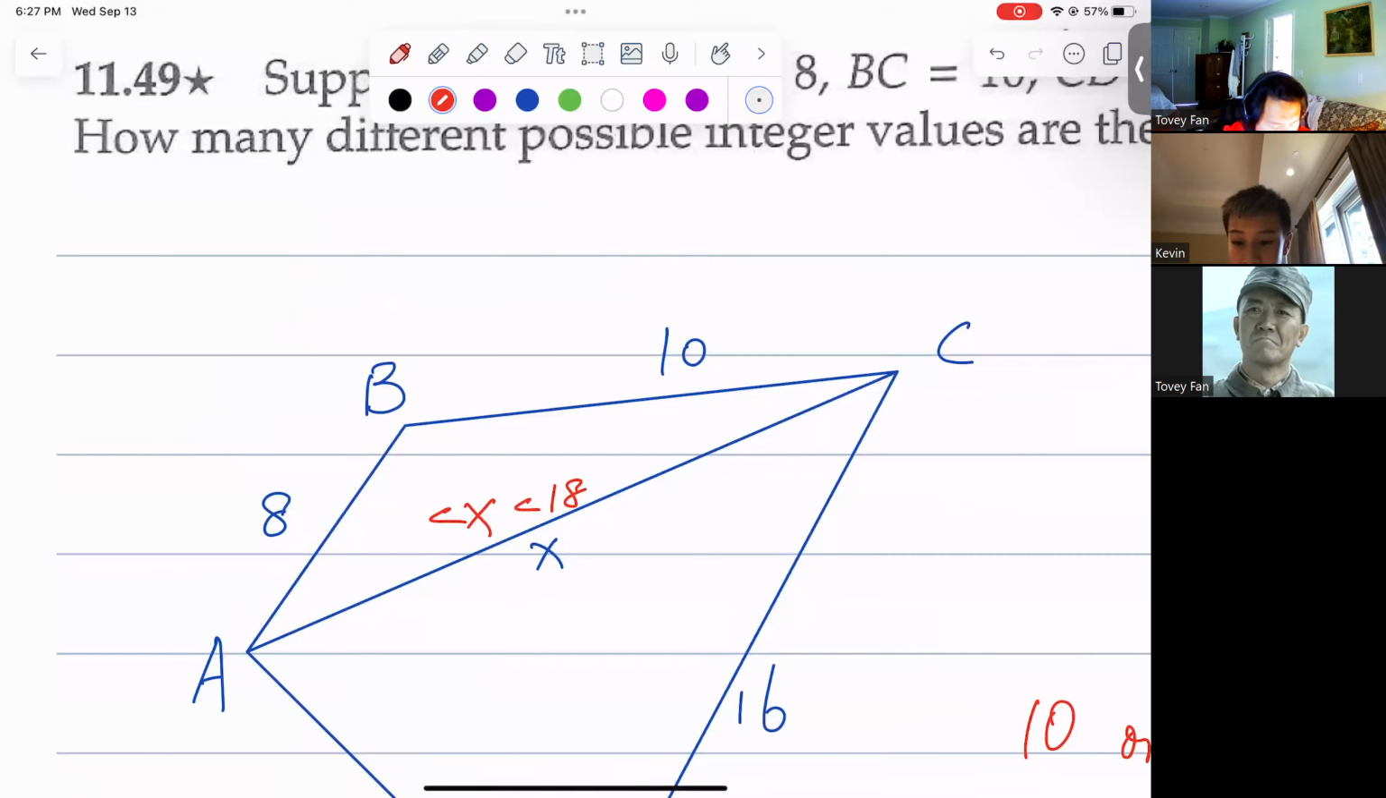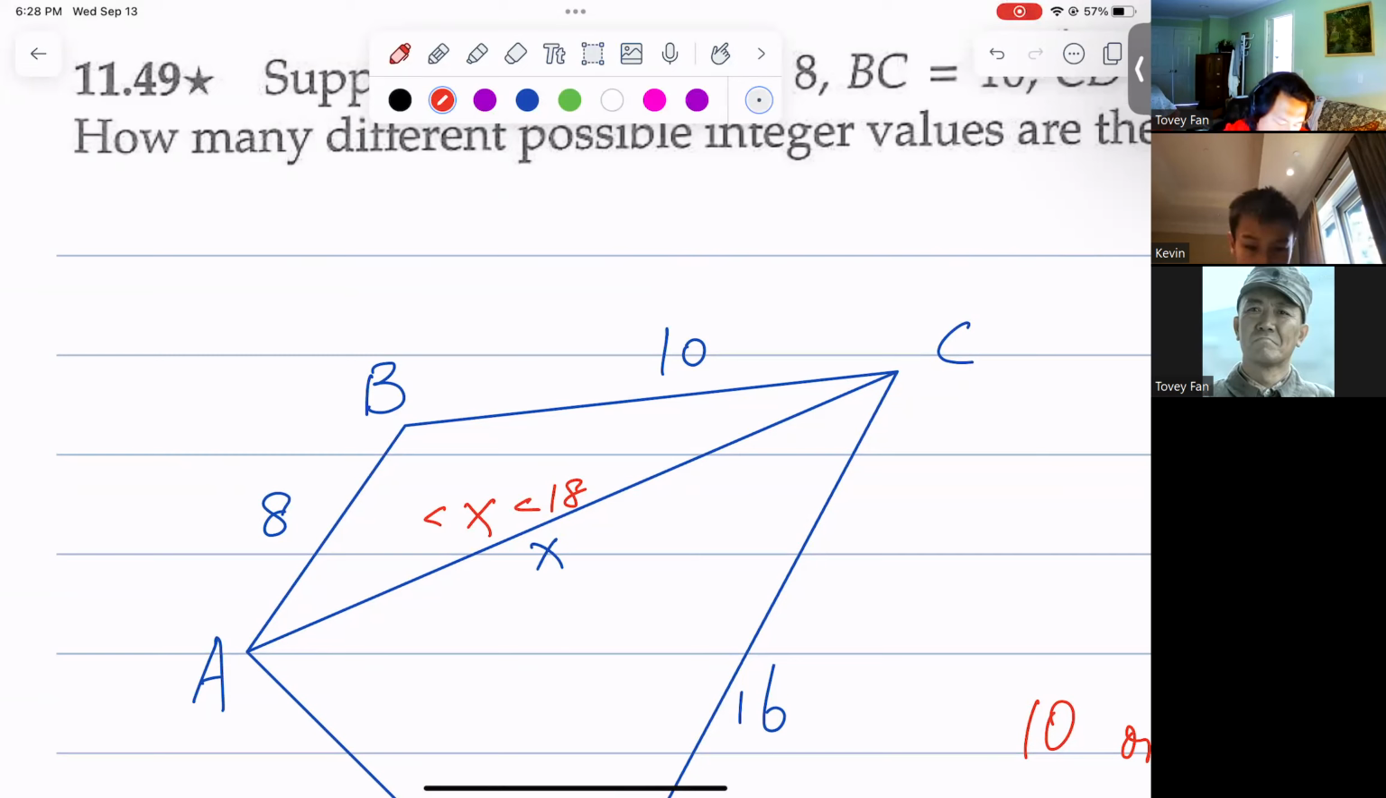Since BC plus AC is, wait, no. What is the shortest side? I mean, what is the smallest value of x here? On the diagram, this is just a random diagram. It's not drawn to scale. So you're not sure if x is greater than 8 or less than 8. It shouldn't take this long.